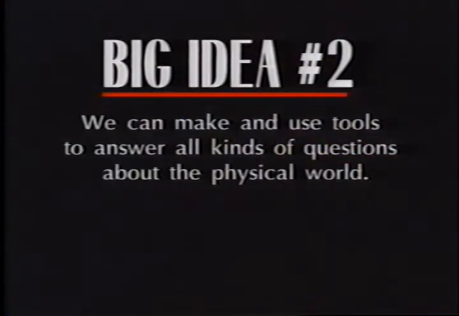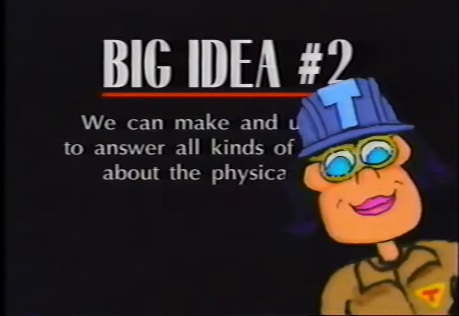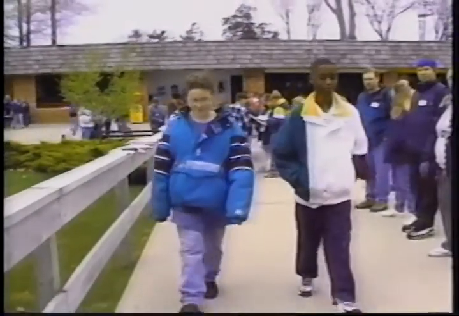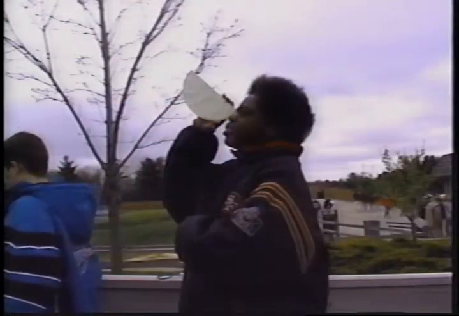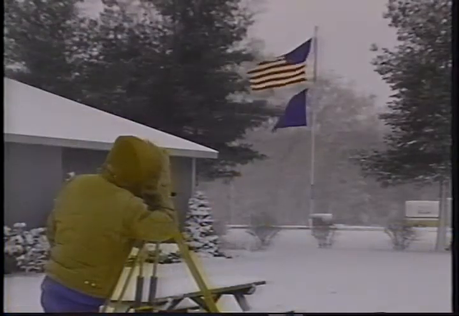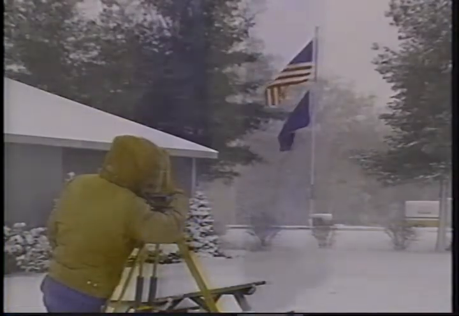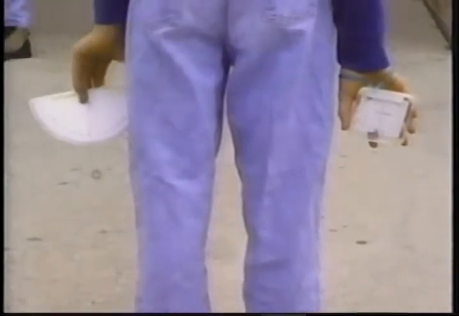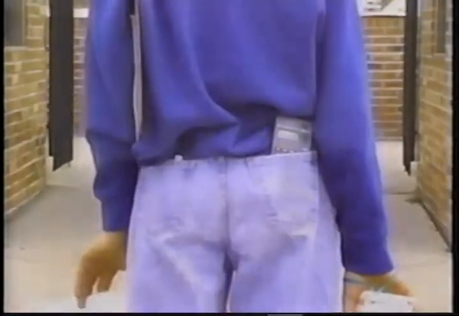The second big idea, we can make and use tools to answer all kinds of questions about the physical world. With your pace length, altimeter, and the triangle, you can figure out how tall a Ferris wheel is, how tall a flagpole or a tall building is, and these tools will be handy in a lot of other situations as well. With these ideas and tools, you're ready to do physics in the park while having fun. Physics is all around us. You just have to know how to look.